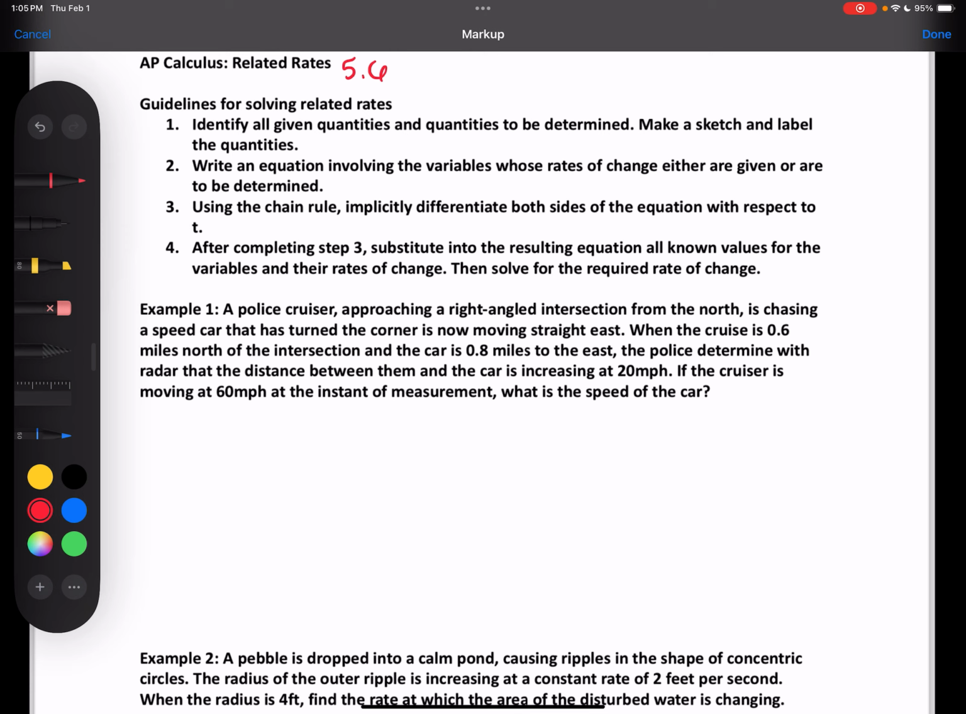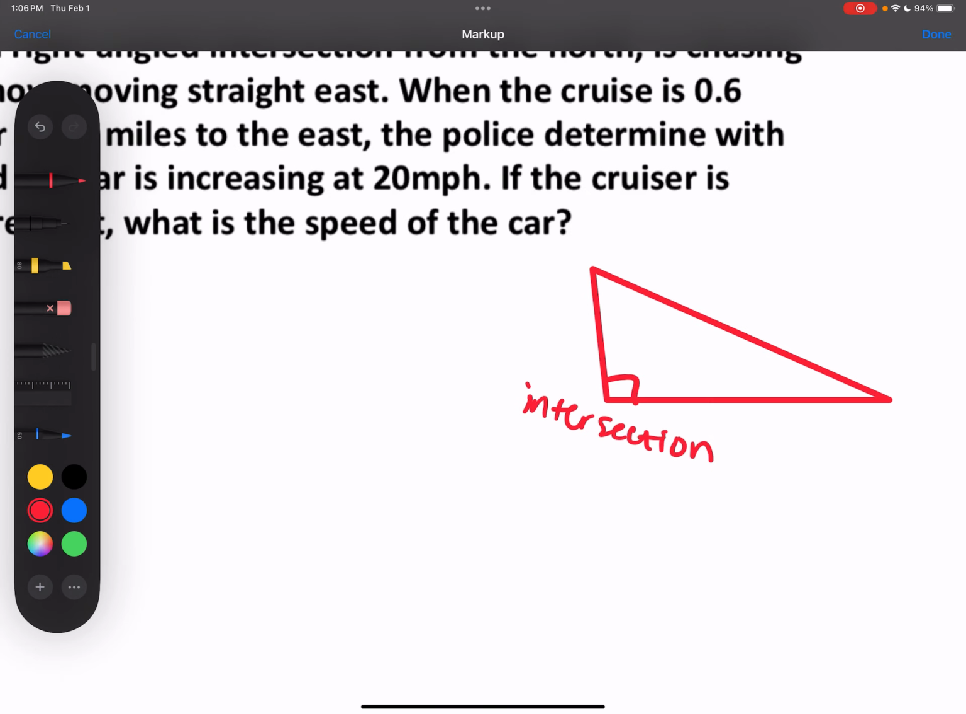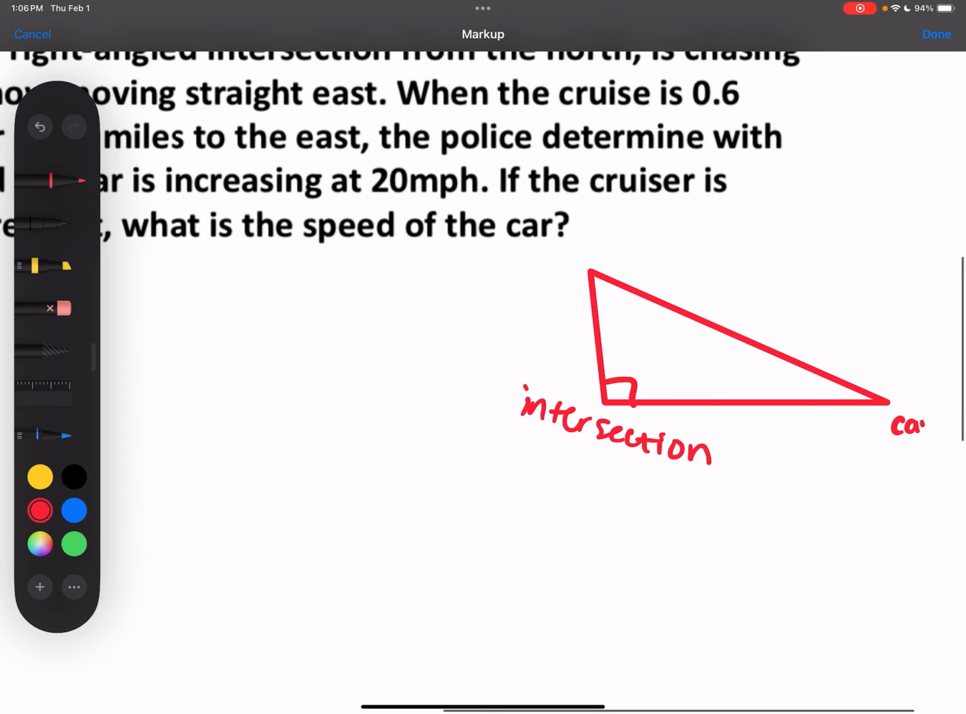Okay, so this problem would have given you a picture that looks something like that, where they've shown the car going one way and the cruiser and all of that. So I'm going to just basically draw that for you. Let's assume you weren't given a picture. How would we do this? So, I'm going to draw a triangle. So this is my intersection. The car is here, cruiser is here.